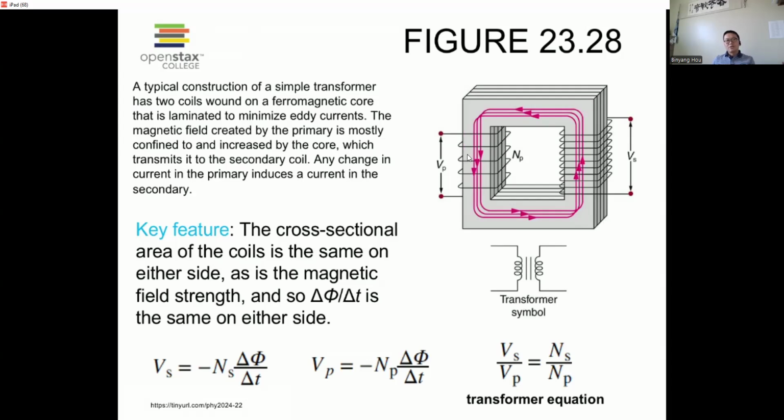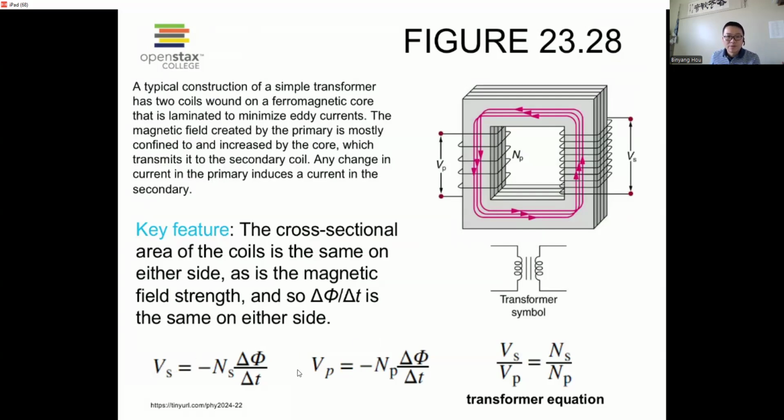So it depends on how many turns you have on one side and the other side. Because according to Faraday's induction law, the induced voltage in the secondary coil should be equal to minus N_s delta phi over delta t. And in the primary side, it will be minus N_p delta phi over delta t, a similar equation. Phi will be the same, B times A will be the same, in the case that the cross-sectional areas are the same. If not, then you take that into account, but typically they are the same.